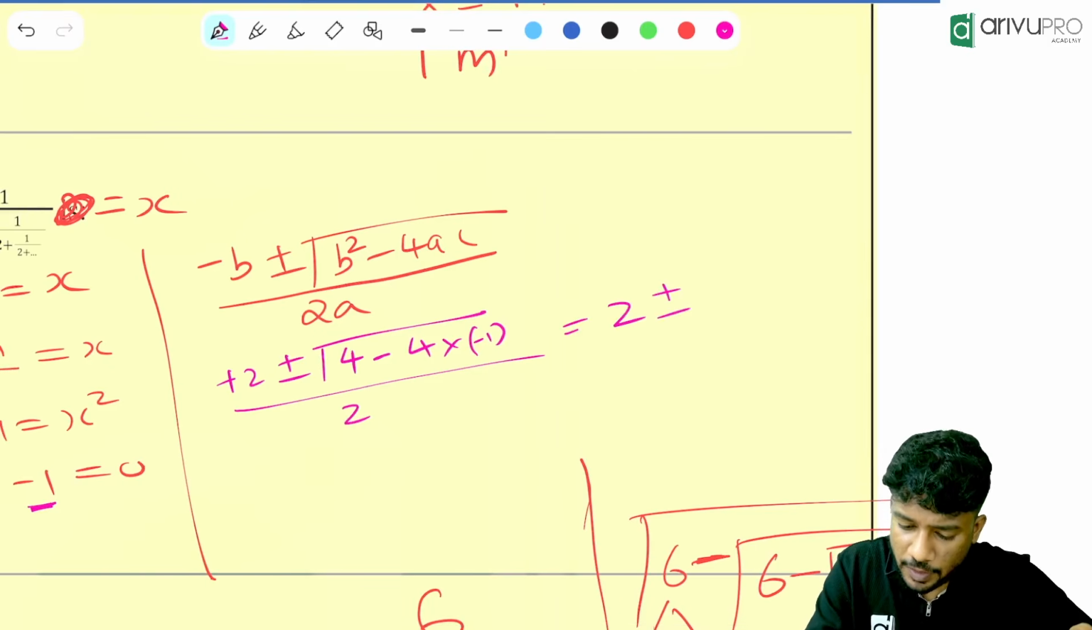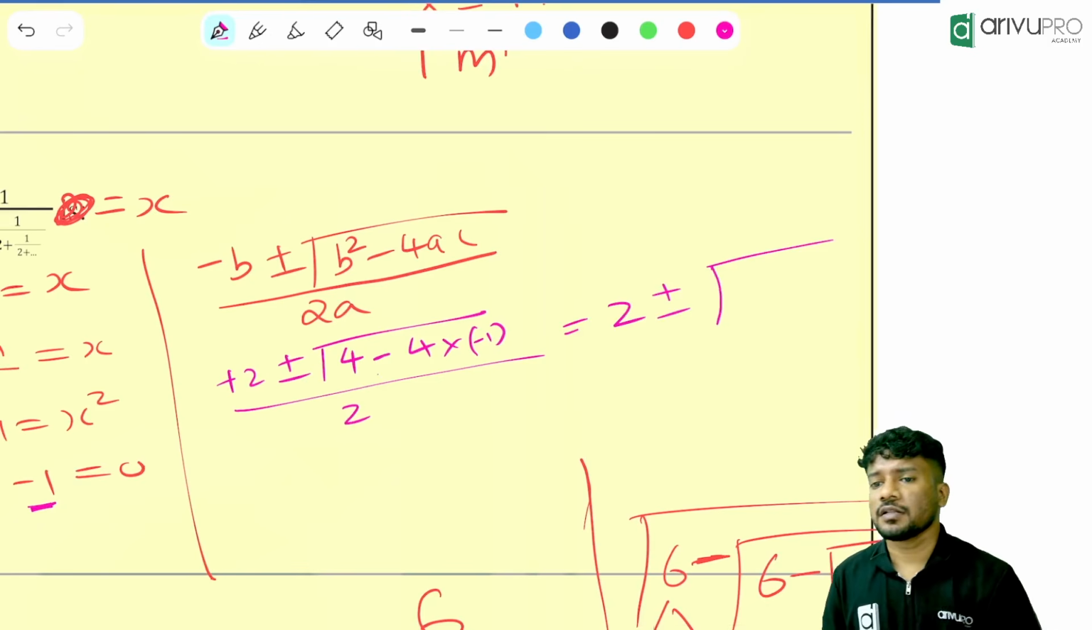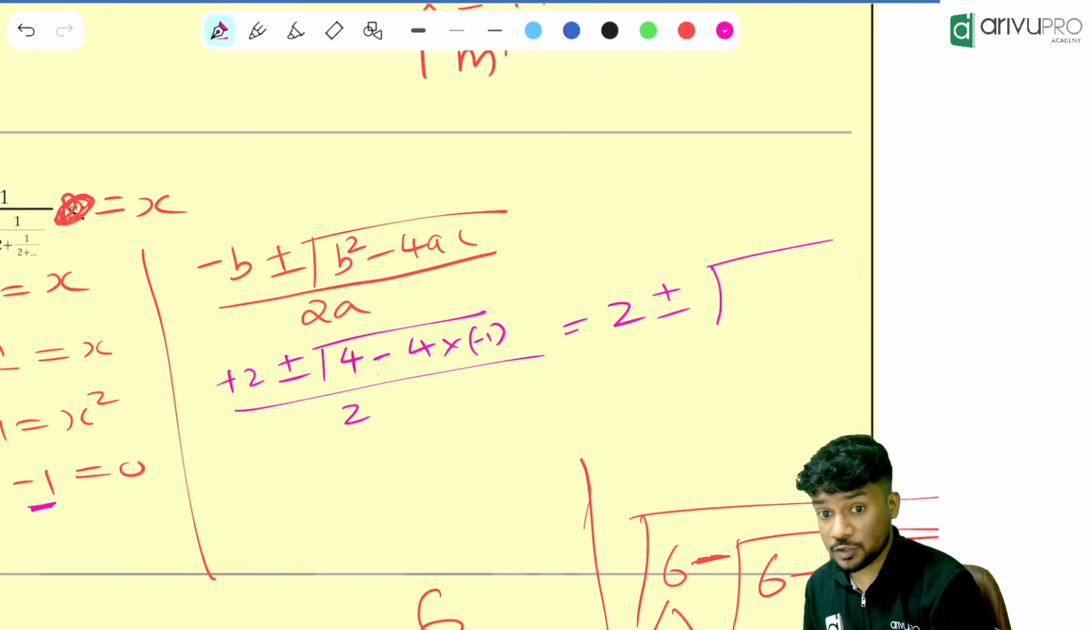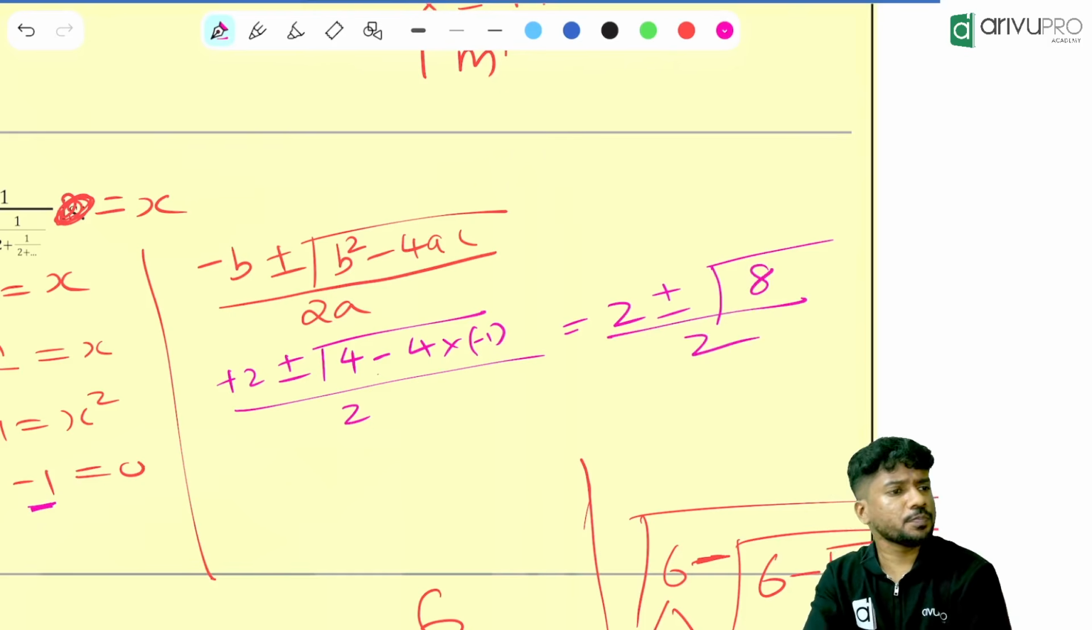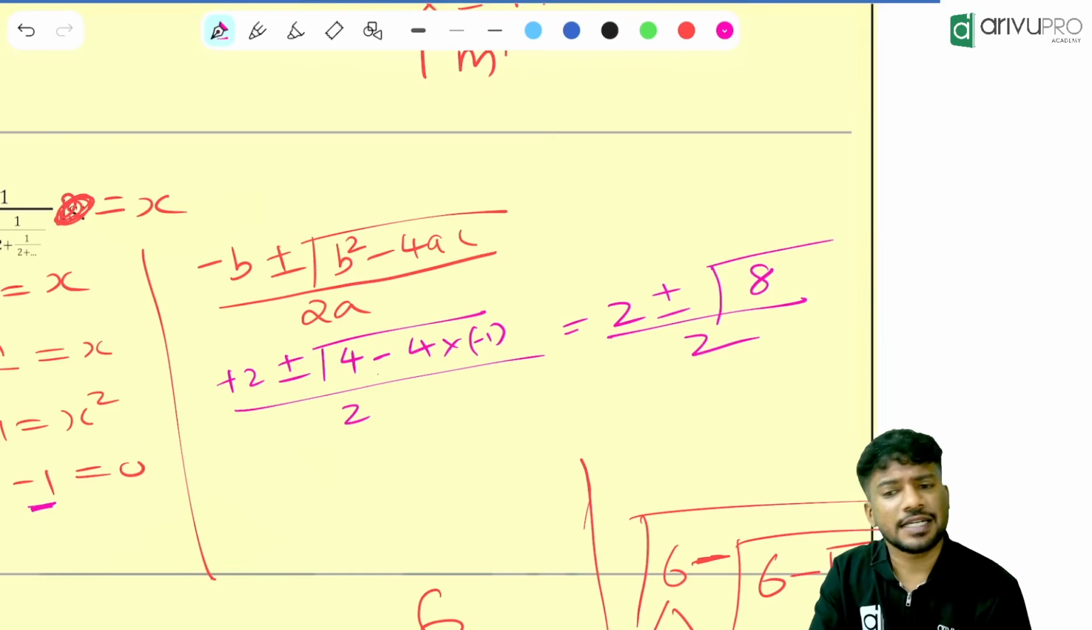2 plus or minus root of 4 plus 4 will become what, people? Minus 4 into minus 1 will become plus 4. So 4 plus 4 will become 8 divided by 2. So the answer is 2 plus or minus root 8 divided by 2.